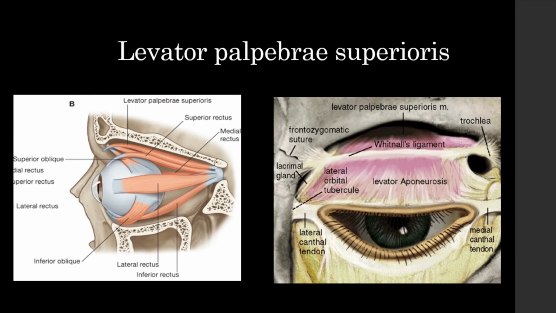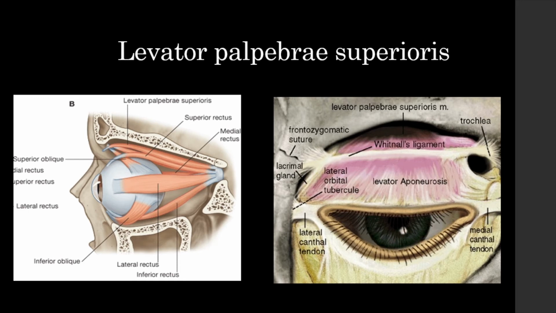This levator aponeurosis splits into the medial horn and the lateral horn. The medial horn fuses with the medial canthal tendon, and the lateral horn divides the lacrimal gland into the orbital portion and the palpebral portion, and they get inserted along the lateral canthal tendon. And nerve supply is by. I'll just stop you there.